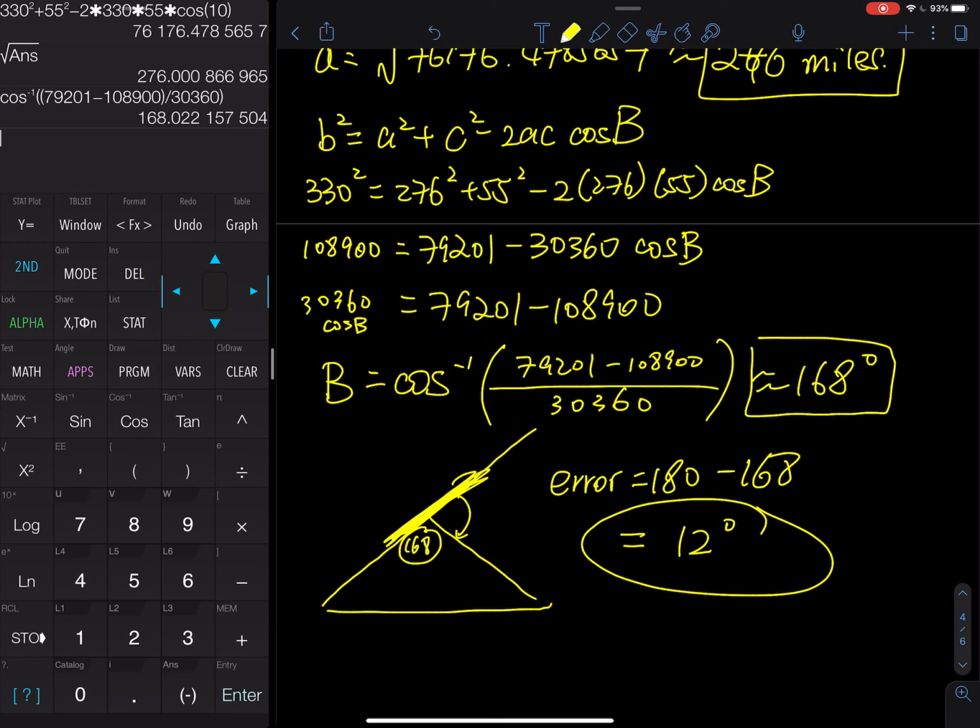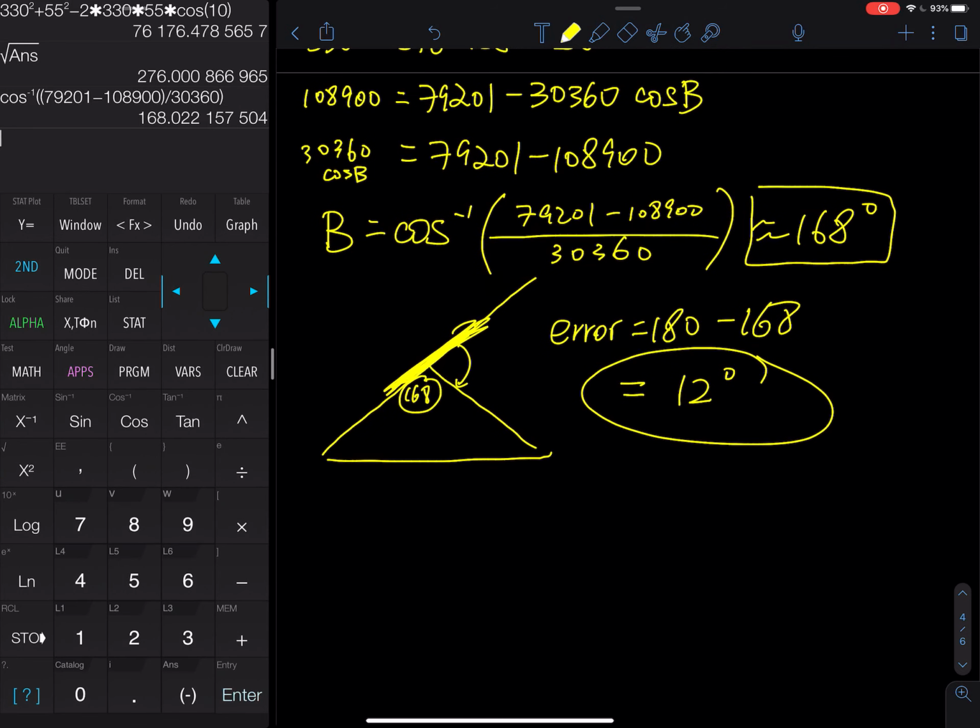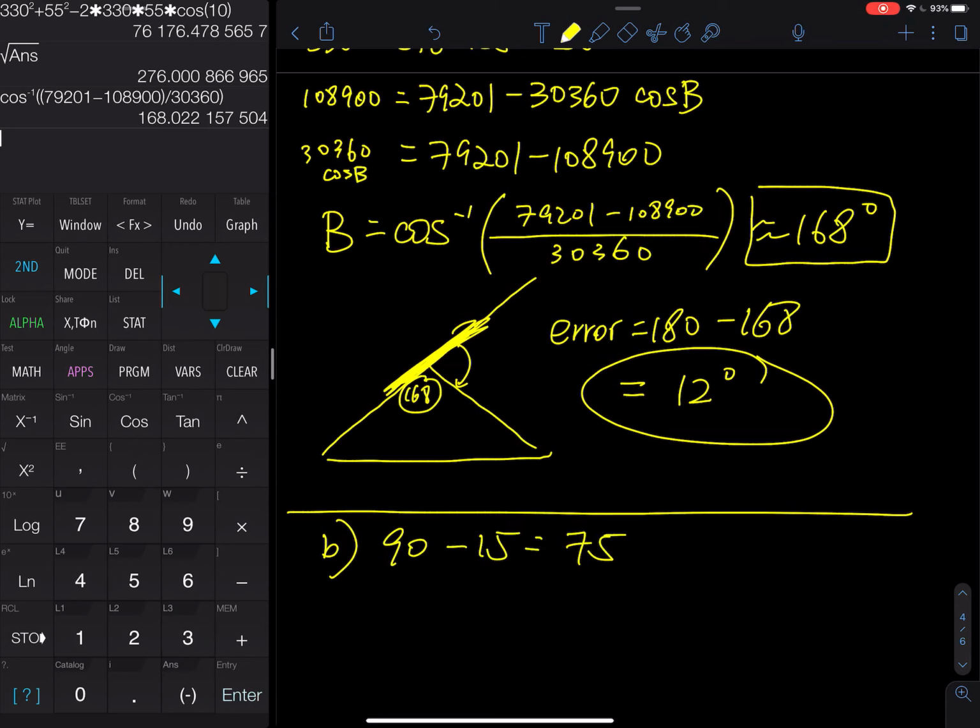And then in part B, what is part B asking? I will just read the question to you. What new average speed should the pilot maintain so that the total time of the trip is 90 minutes? So you already wasted 15 minutes, right? You wasted 15 minutes going in the wrong direction already. So 90 minutes total, you wasted 15, so you have 75 minutes left to complete your trip.